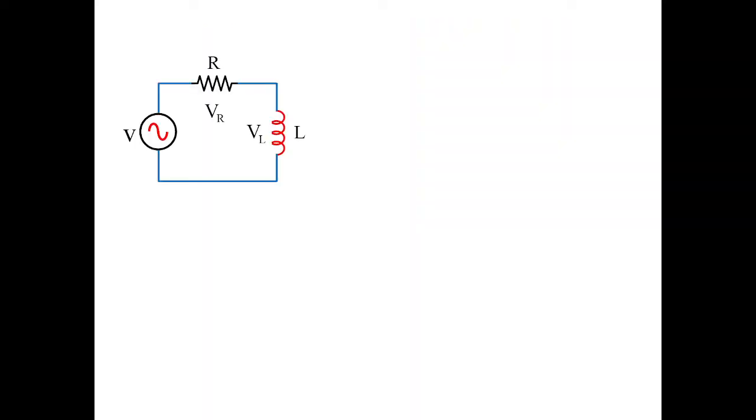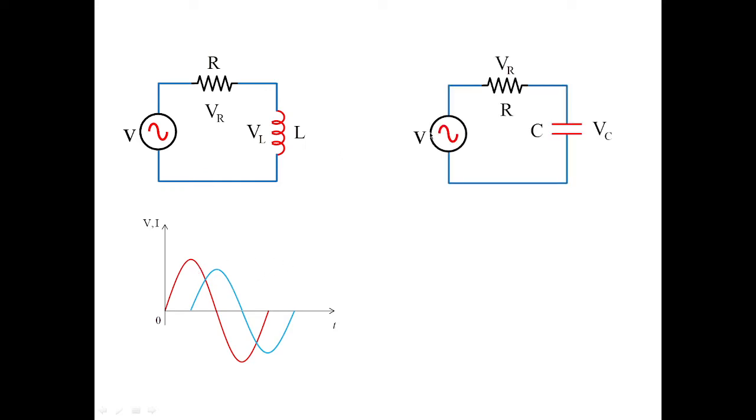So what we have seen in our previous classes is that when a voltage is applied across an RL series circuit, the current is lagging the voltage, whereas in an RC series circuit, the current is leading the voltage.